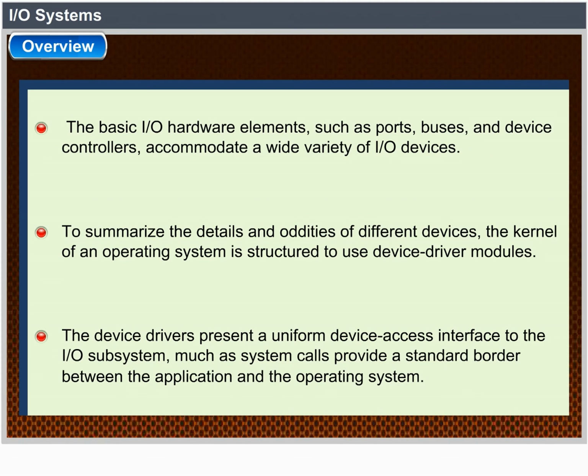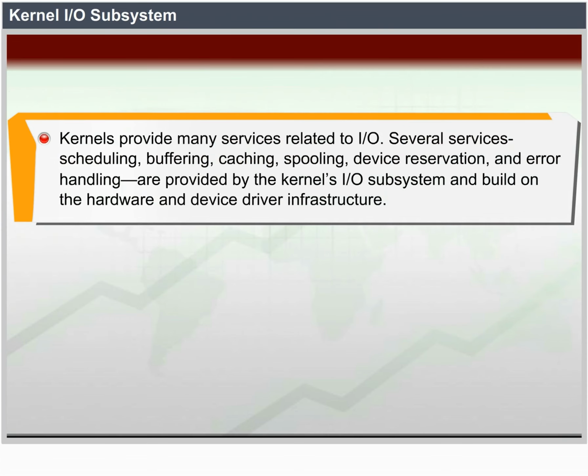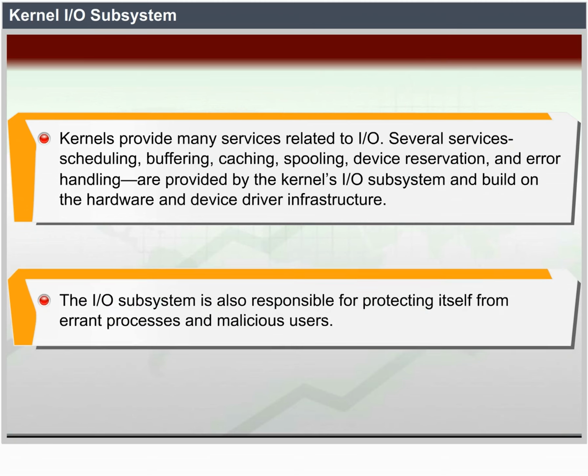Kernel input-output subsystem. Kernels provide many services related to input-output. Several services, scheduling, buffering, caching, spooling, device reservation and error handling, are provided by the kernel's input-output subsystem and built on the hardware and device driver infrastructure. The input-output subsystem is also responsible for protecting itself from errant processes and malicious users.